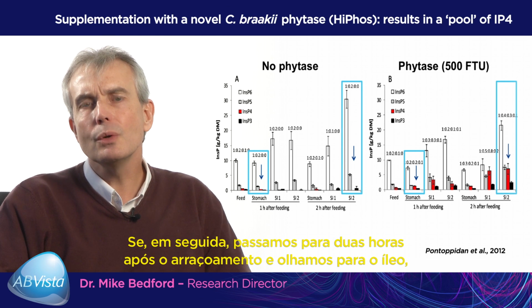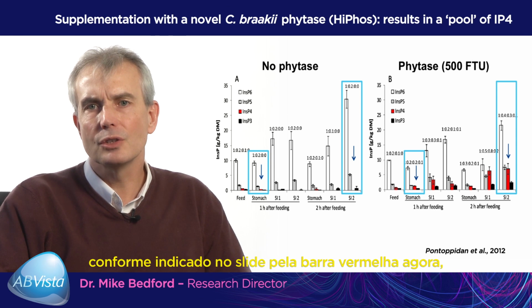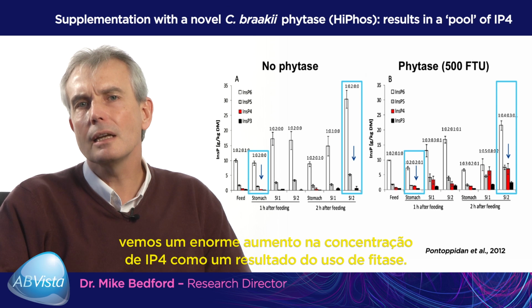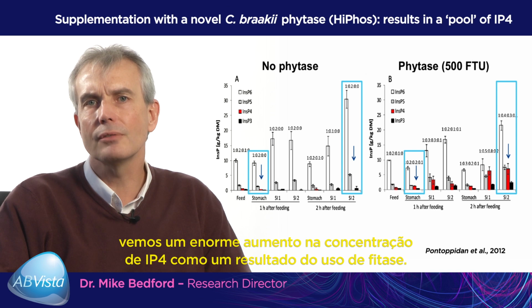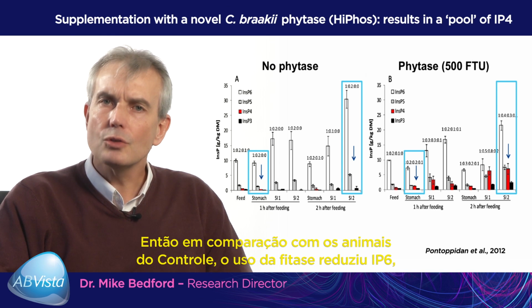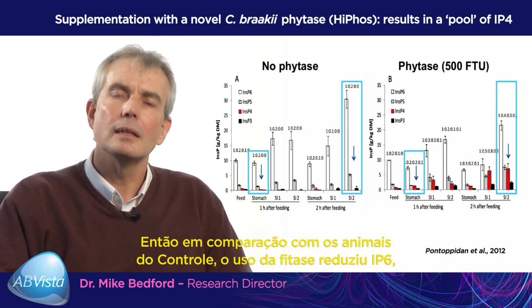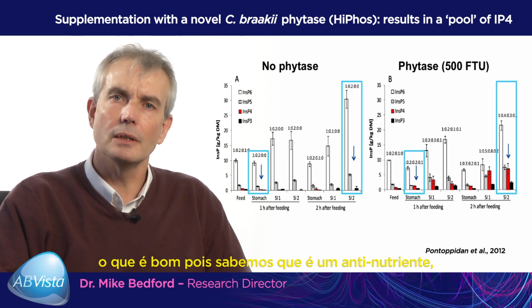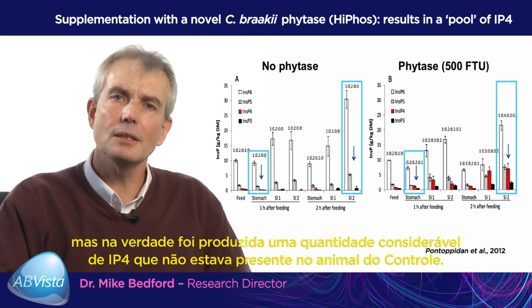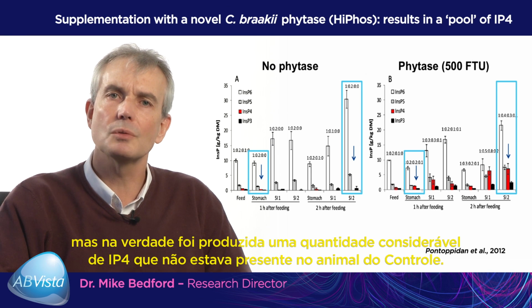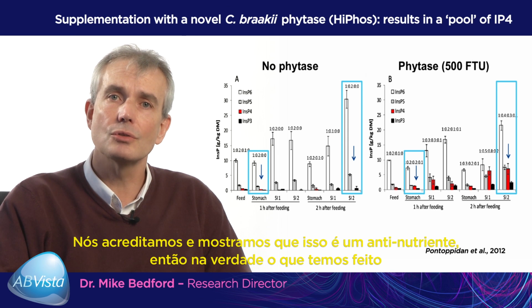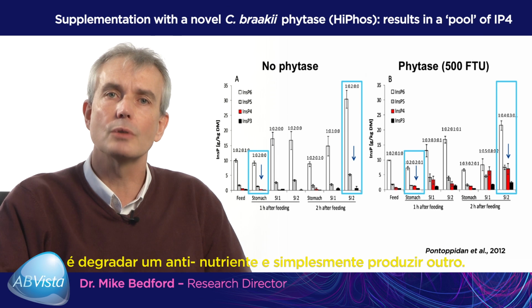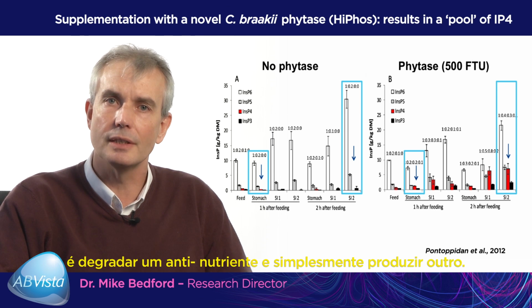If we then move on to 2 hours after feeding and look at the terminal ileum, as indicated in the visual by the red bar now, you can see a huge increase in IP4 concentration as a result of using the phytase. So compared to the control animals, the use of the phytase has reduced IP6, which is good, we know that's an anti-nutrient, but actually it's manufactured a considerable amount of IP4 which was not present in the control animal. We believe, and we've shown, this is an anti-nutrient, so in fact what we've done is we've degraded one anti-nutrient and simply produced another.